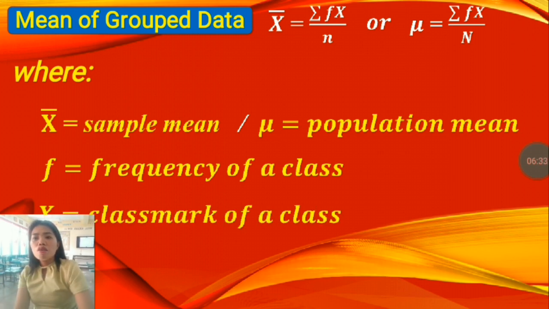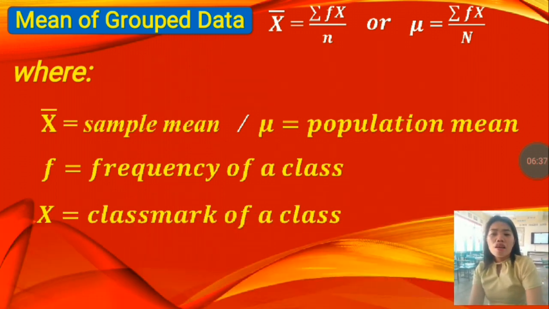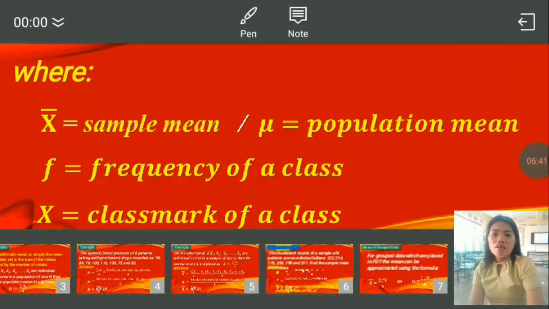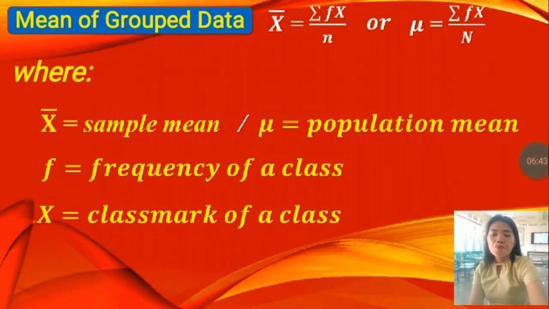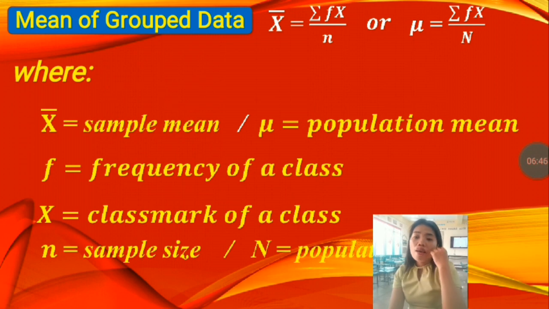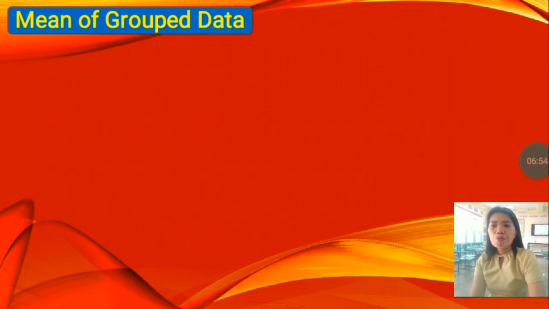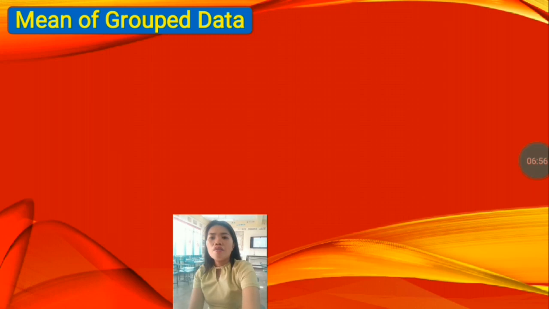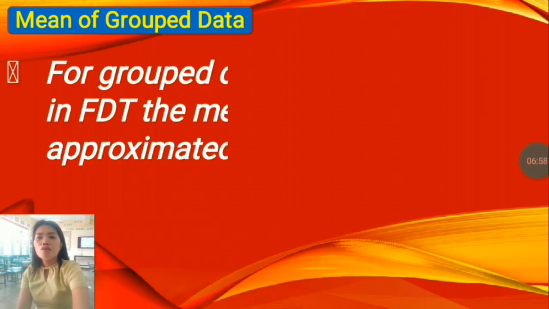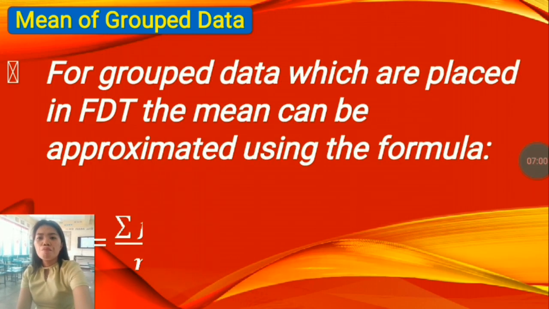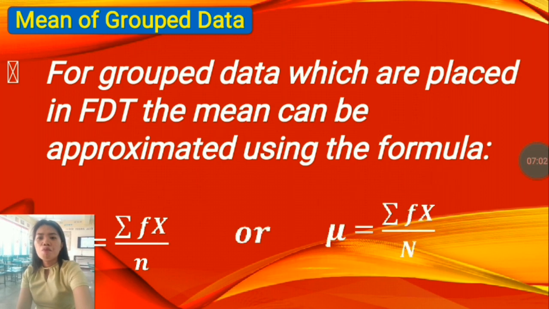f refers to the frequency of a class, and x is the class mark of a class. Then the lowercase n is the sample size, while the capital letter N is the population size. Then let's proceed to the example.